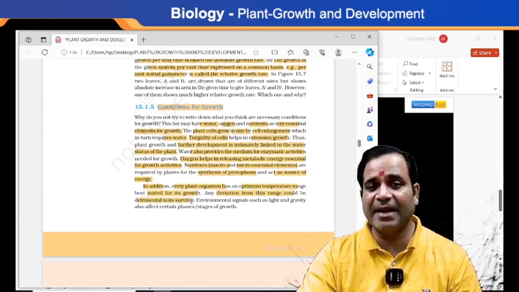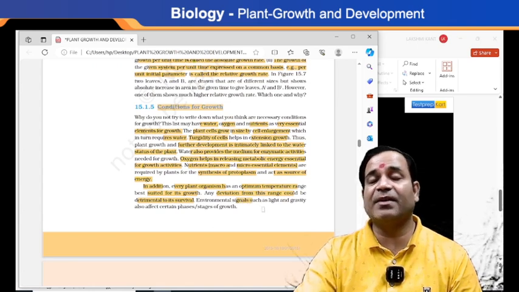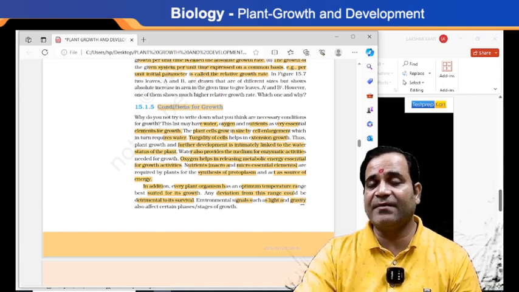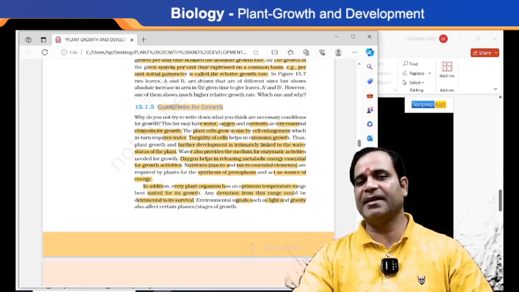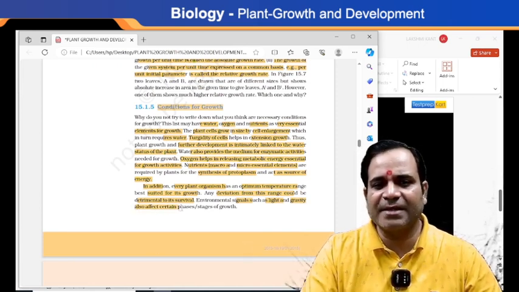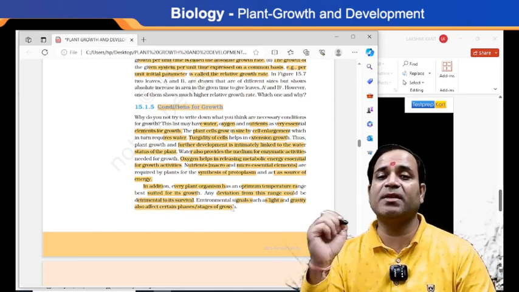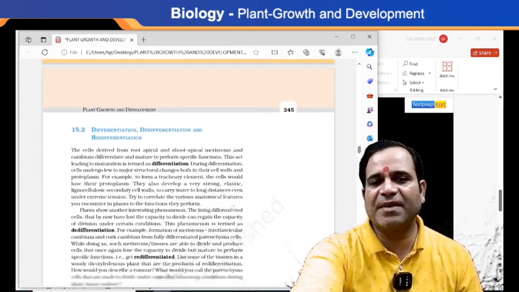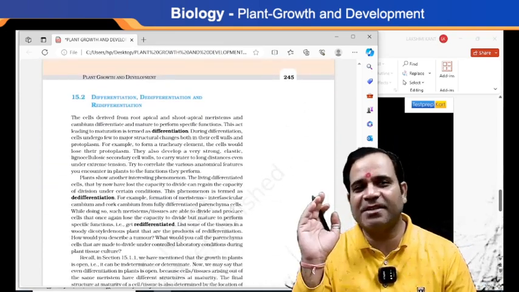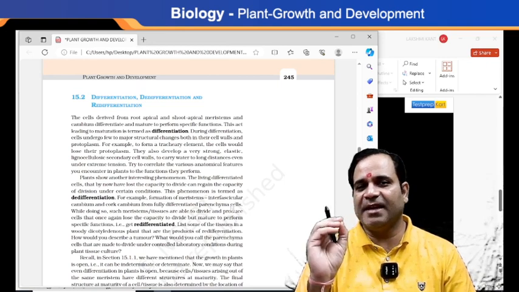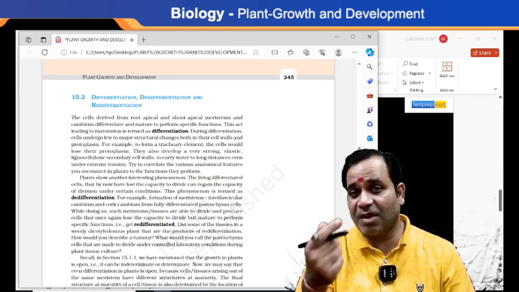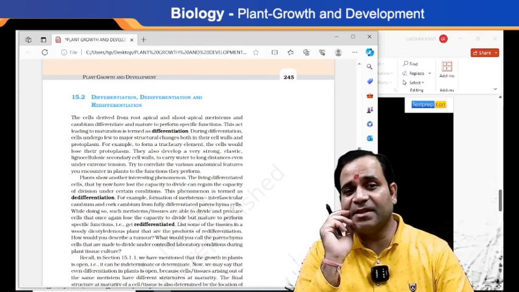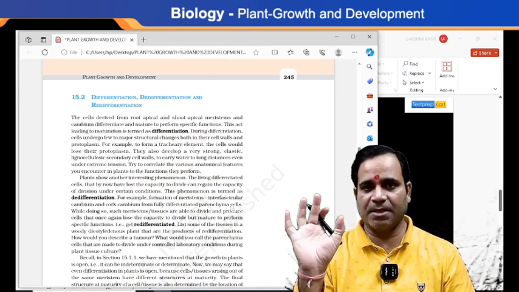Yes, definitely. So what is the environmental signal, my dear? The environmental signals are light and gravity. These also affect certain phases, known as the stages of growth, my dear. Now when we move to differentiation, there are three terms: differentiation, de-differentiation and re-differentiation. Now see here in the NCERT also. The first term given here is, what is differentiation.